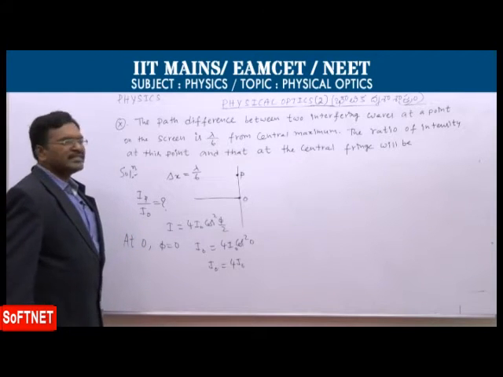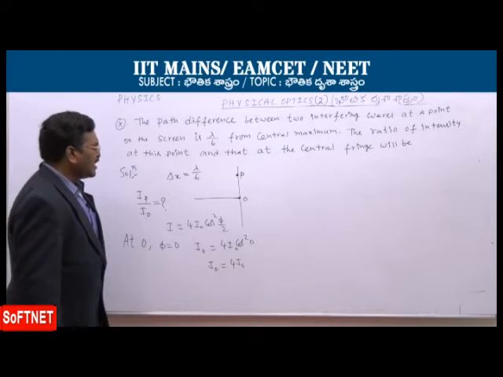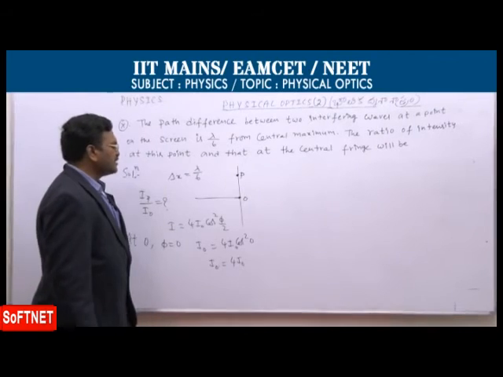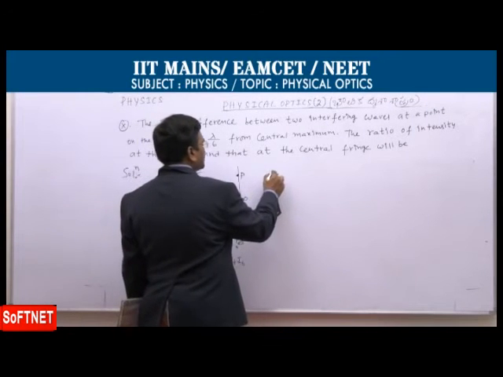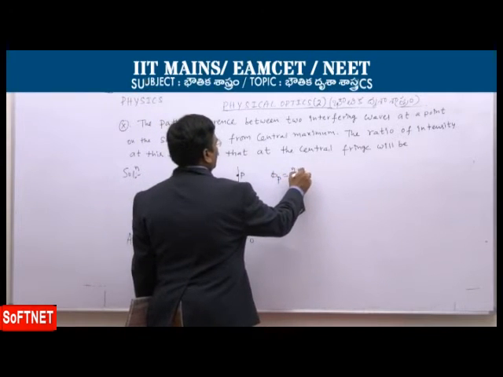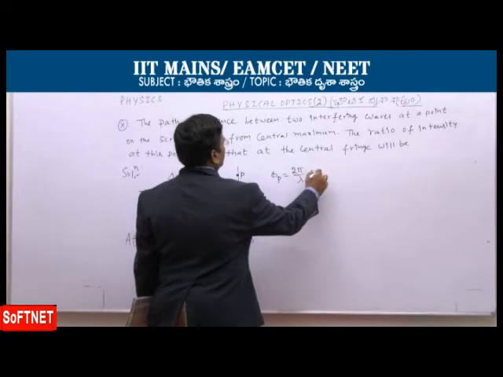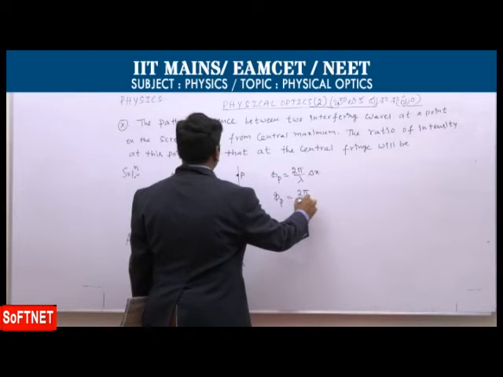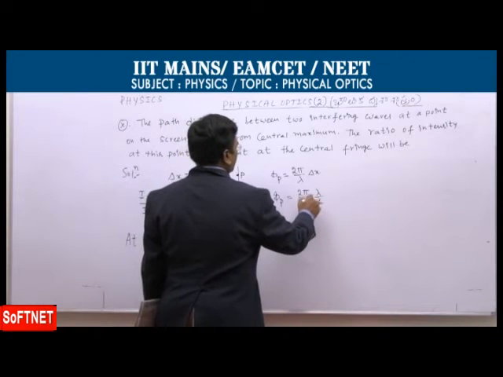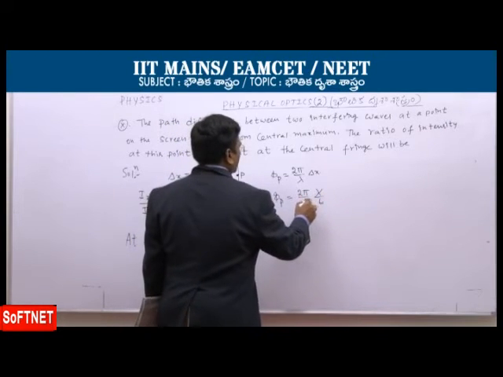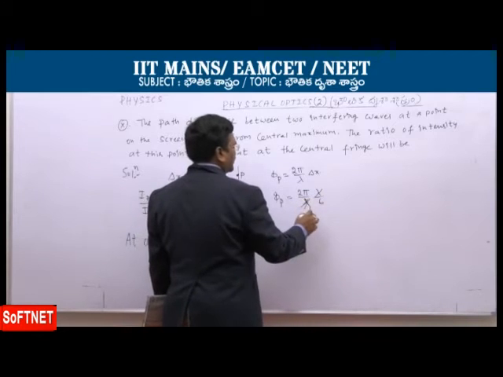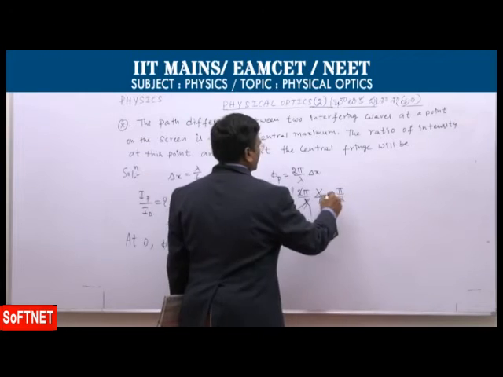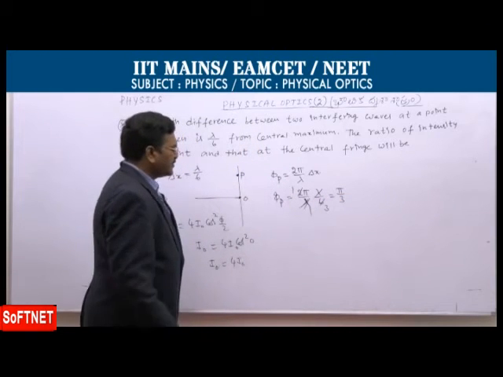At point P, the phase difference we calculate from the path difference. So we calculate the phase difference at point P. Here phi is equal to 2 pi by lambda into delta x. Phi P is equal to 2 pi by lambda into delta x, which is lambda by 6. Lambda gets cancelled. Now, what are we getting? 2 ones are 2, 2 threes are 6, we are getting pi by 3.